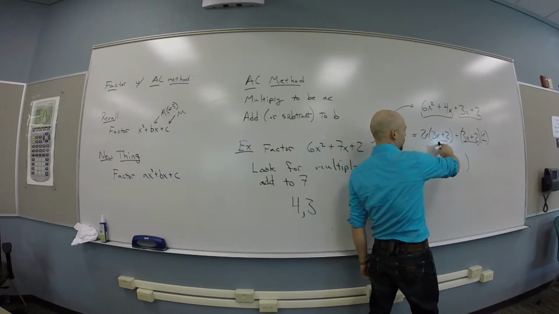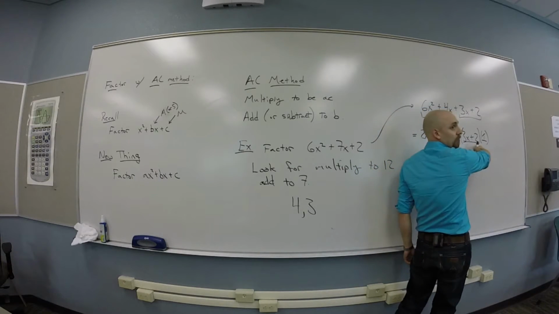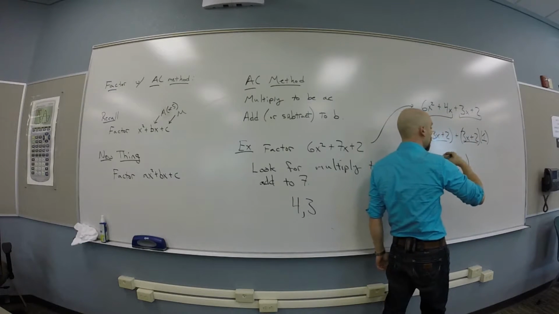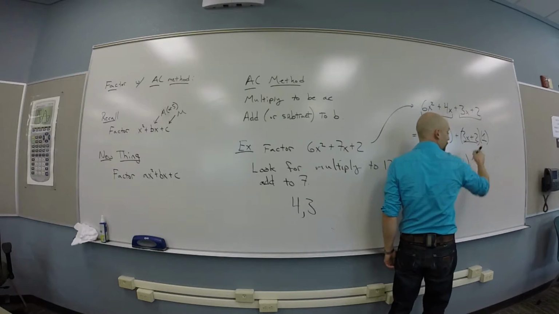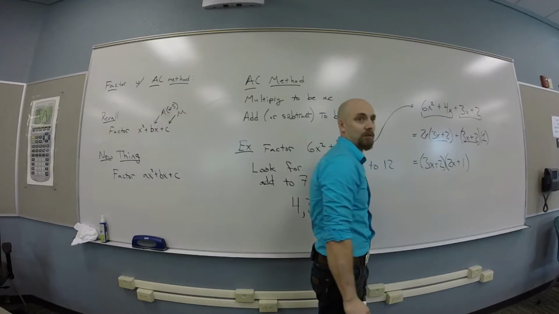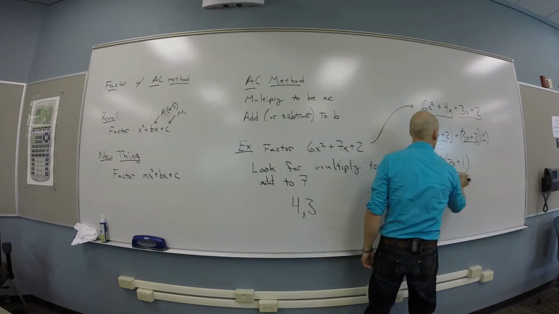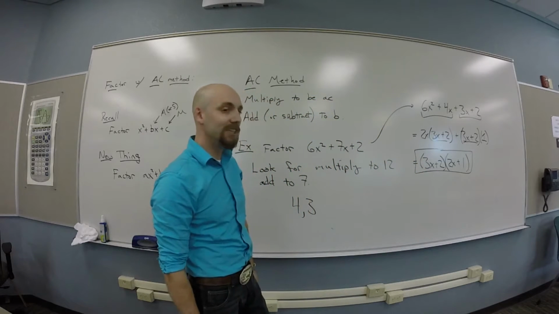This piece is 2x times a 3x plus 2, and then I'm adding that 3x plus 2 times something else. So I can pull that out of both pieces, and I'm left with a 2x from this piece and a 1 from that piece. See that? And now I've factored by grouping. That's done. Or, sorry, factored by the AC method.